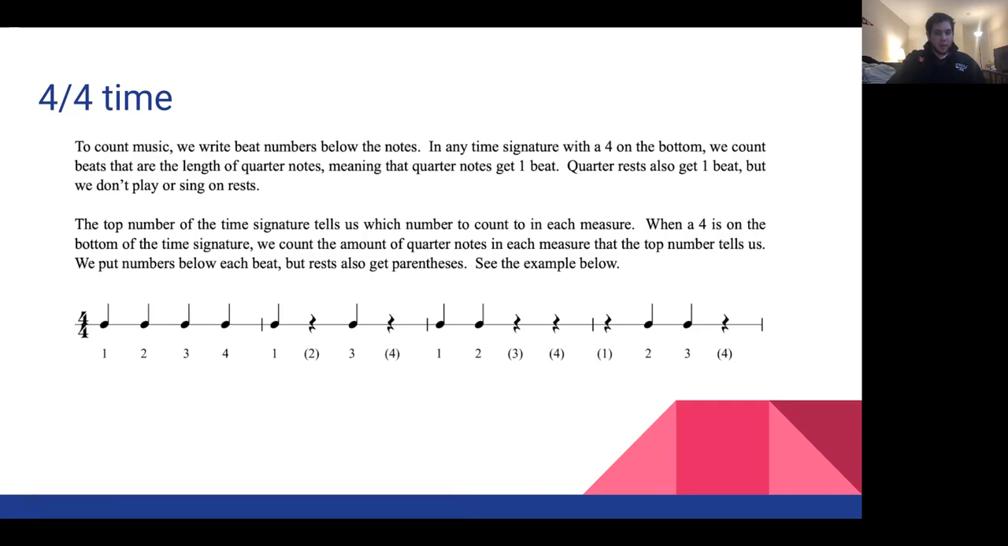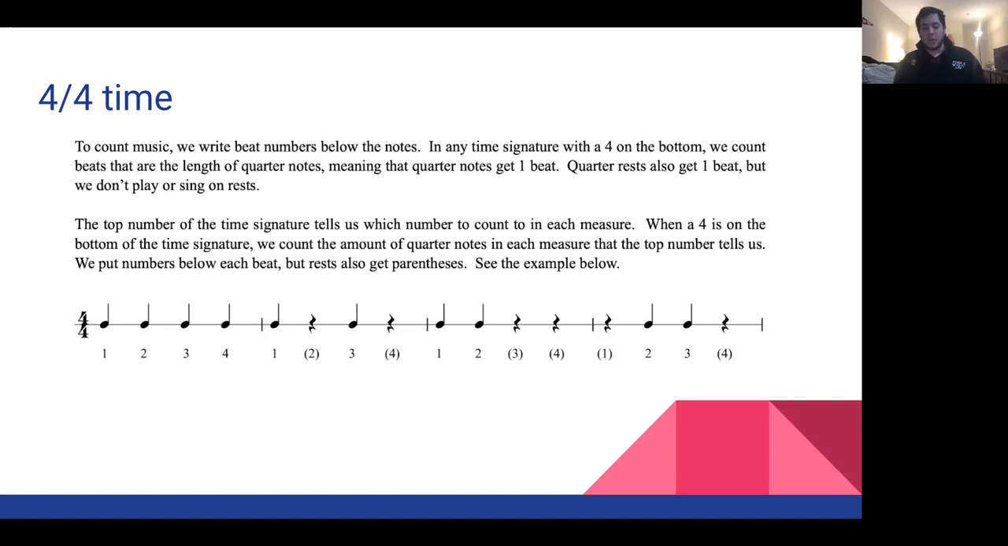Quarter rests, they get 1 beat, but we don't play or sing on them. But quarter notes, we would sound them. The rhythm shown in this example would sound like this. I'm going to play by clapping. 1, 2, 3, 4. 1, 2, 3, 4. 1, 2, 3, 4. 1, 2, 3, 4. Notice that I did not play or sing or clap, in this case, on the rests.